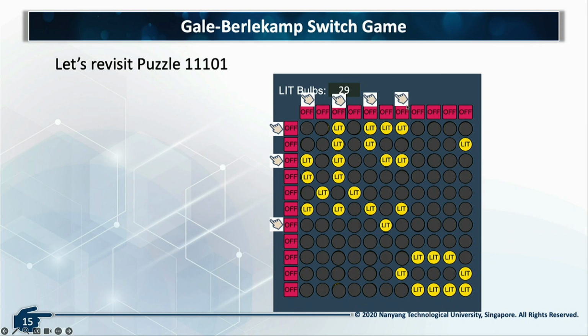And this switch plan will only have 29 lights on. That is the optimal solution. Congrats to both of you.